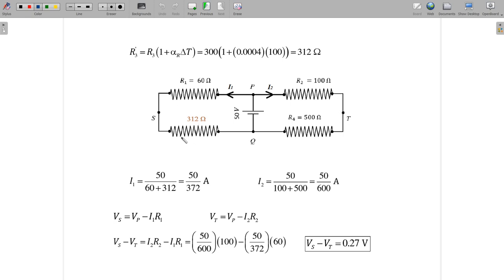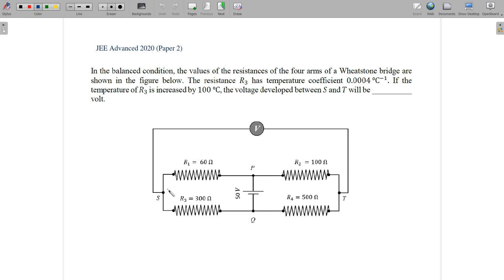So we have drawn the new circuit, and in this circuit you may notice that I have removed the voltmeter, and the reason for that is that there will be no current through the voltmeter branch. This voltmeter is shown in the question to denote that we are trying to measure the potential difference between S and T, but we are not given whether the voltmeter is ideal or non-ideal. In the case when we are not given any information, it is safe to assume that the voltmeter is ideal, in which case it has infinite resistance.